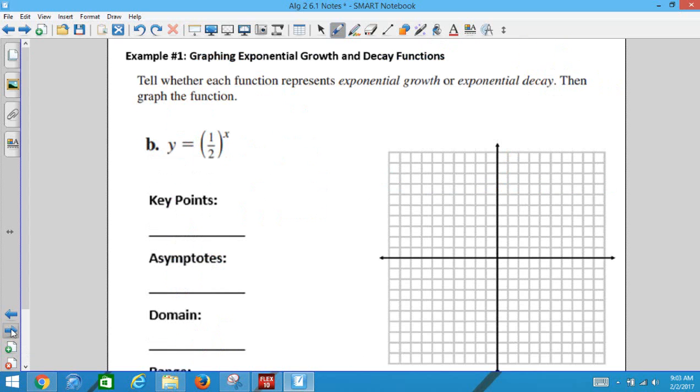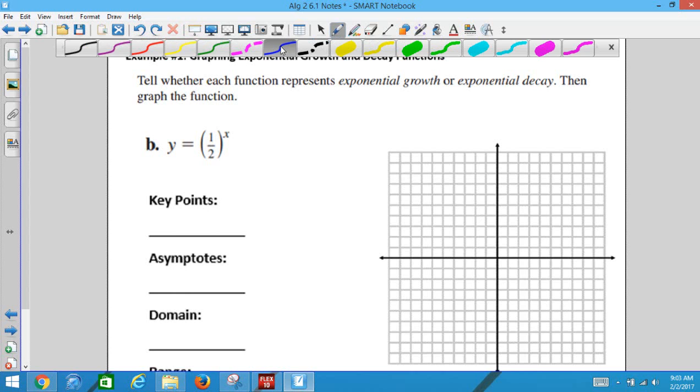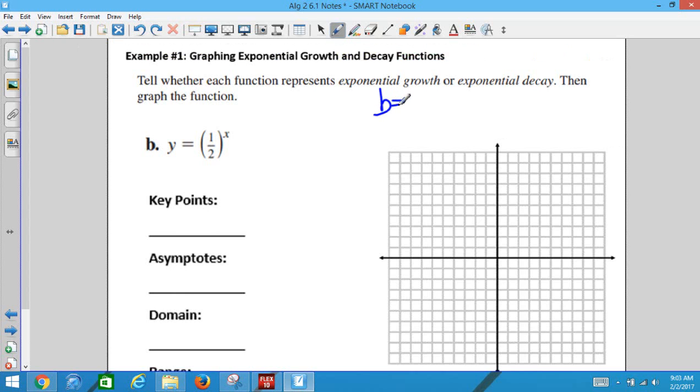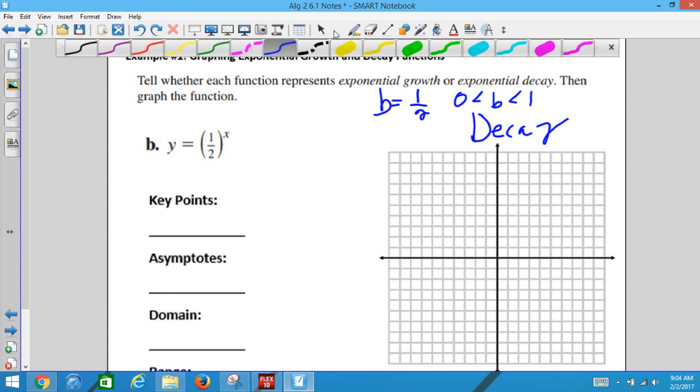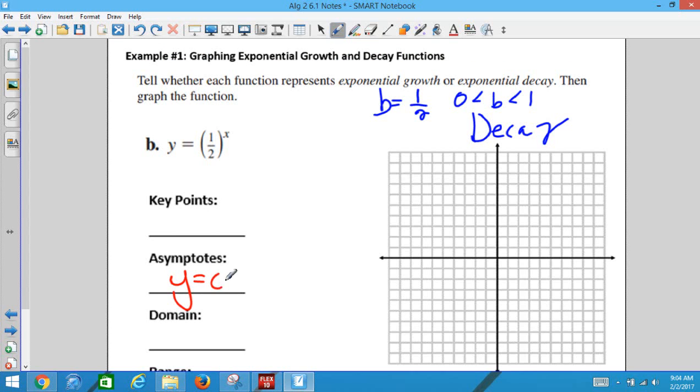All right, this one we've got exponential growth or decay. What is our B value? Half. So that is a B that is less than 1 but greater than 0. So this is decay. That tells us that our graph is going to look like a decay where it starts really big and it goes down really, really small, but it does not cross the asymptote. Where's our asymptote going to be? Y equals 0.